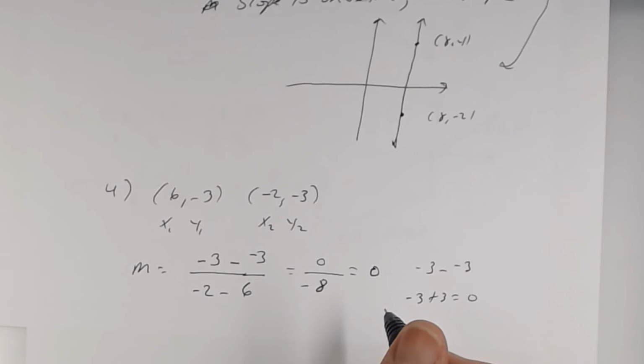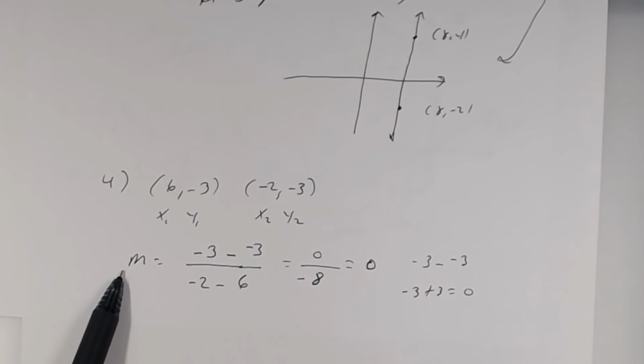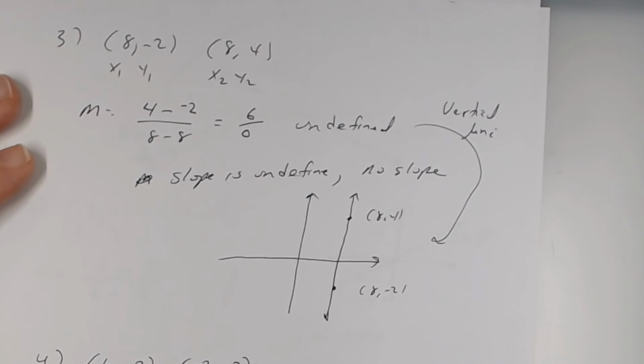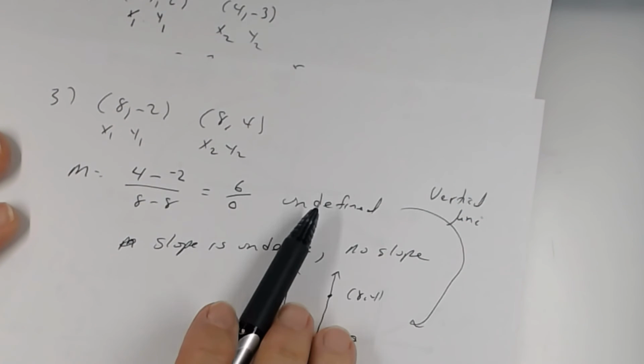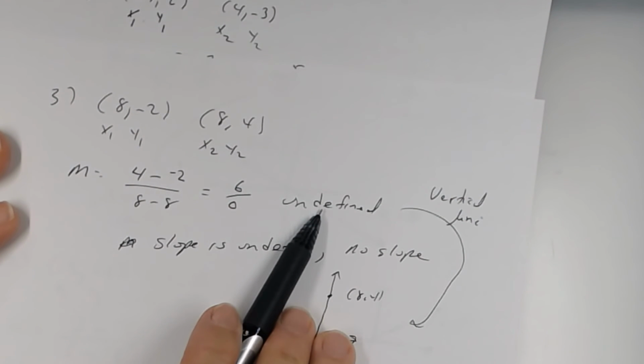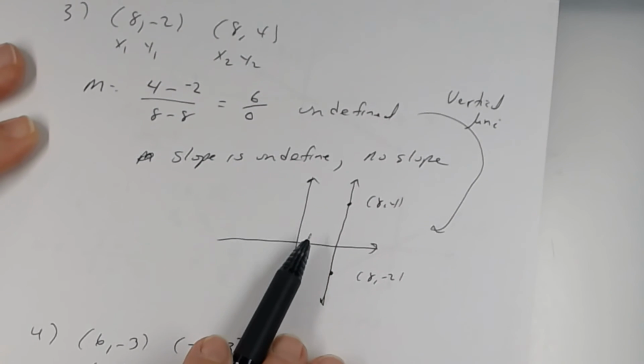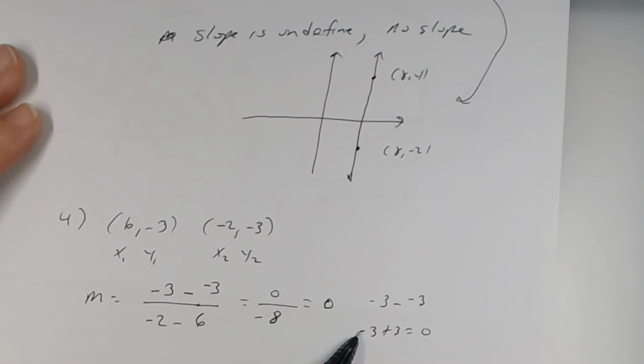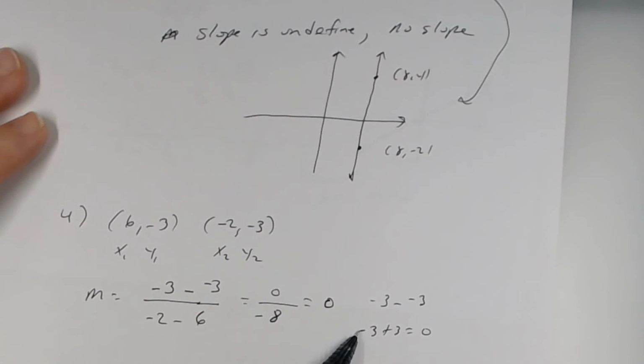Now, don't say that's undefined. It's undefined only if the denominator is 0. So I do have a slope here. In number 4, I do have a slope. What is that slope? 0. In number 3, I did not have a slope. There is no slope because the slope is what? Undefined. So when the slope is undefined, you have what kind of line? Vertical. When the slope is 0, it's horizontal.